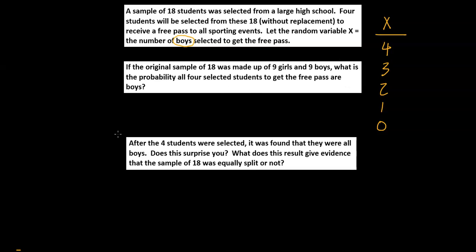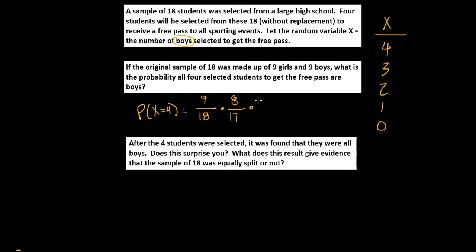Now, the problem here is I have to think conditionally, but I'm not going to use the formula. I'm just going to use my brain. I want the probability that all 4 are boys. So let's see here. If I reach in, there are 9 out of 18 boys. But what happens the second time is changing. It's not independent, because what happened on the first selection impacts the second, which means my mind has to think conditionally. Now there's only 8 out of 17 boys.